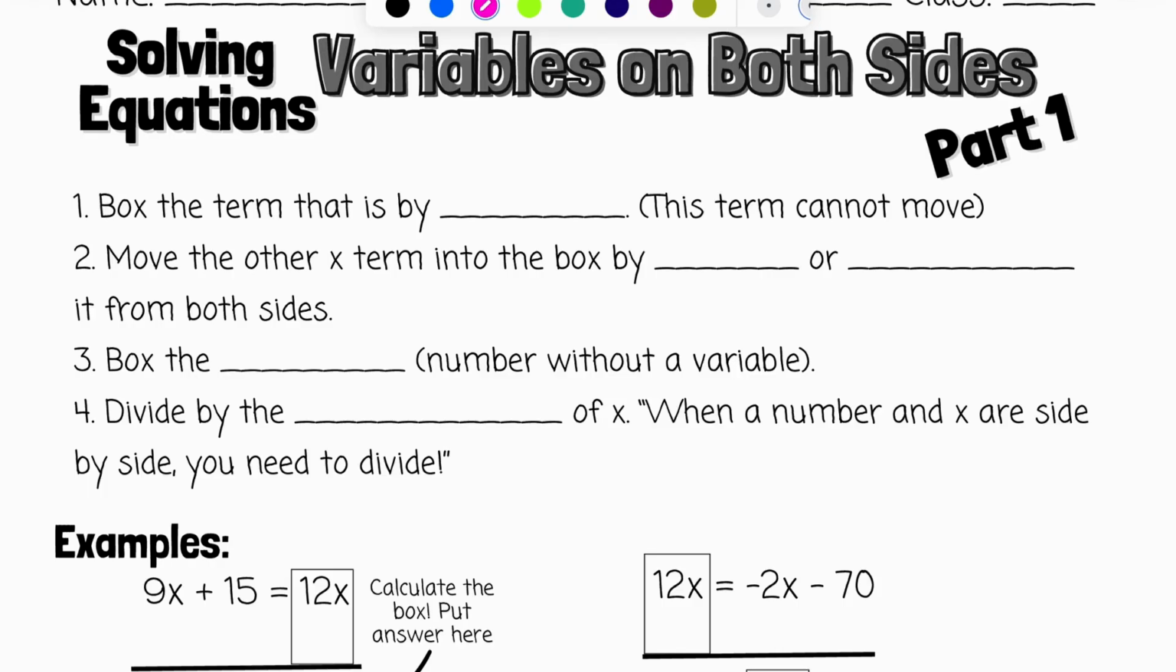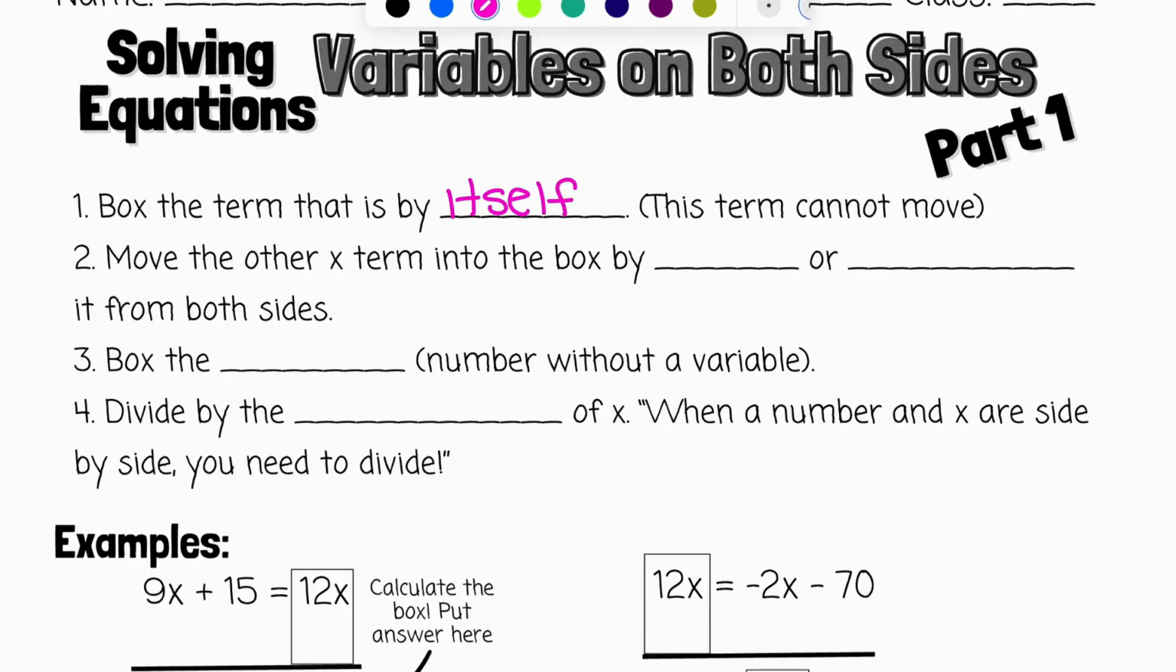Hey everybody, this is a lesson on solving equations that have variables on both sides. Now I call this part one. These are three-term equations. So on one side of the equal sign, you're going to have two terms, and on the other side of the equal sign, you're going to have one term. So we're still going to use our box method.